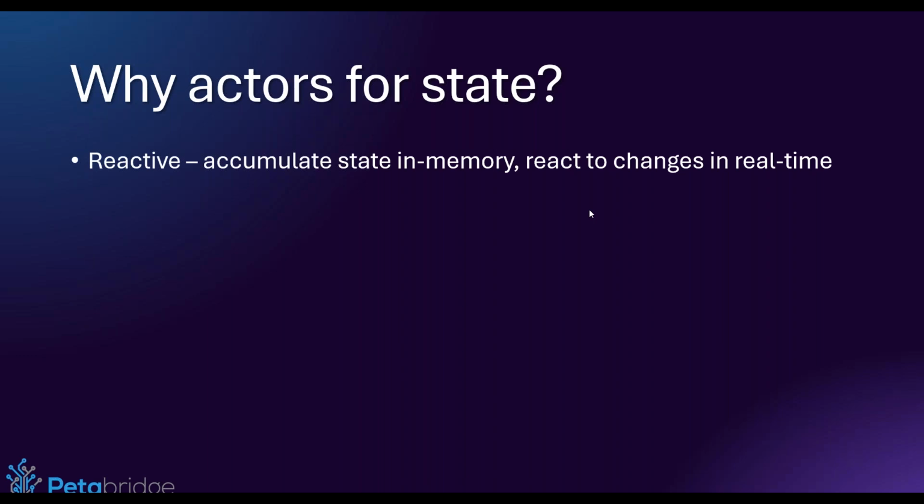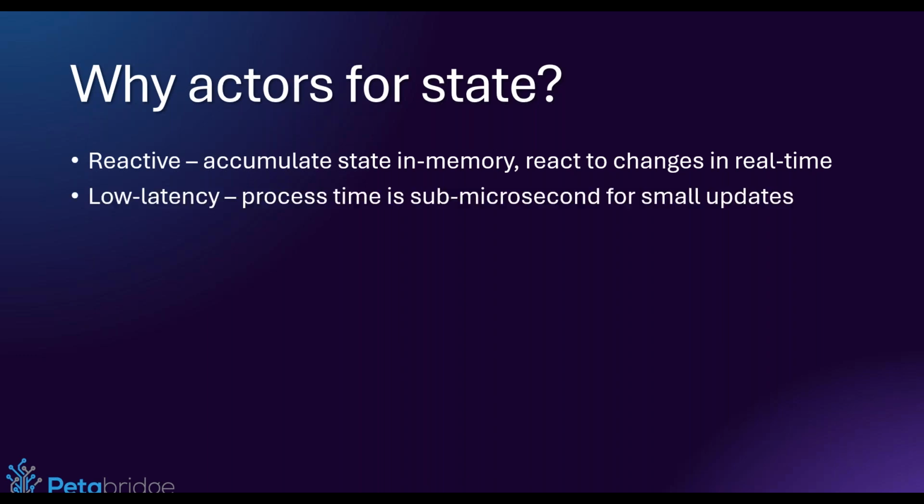Since most of the people attending joined here from the Petabridge mailing list, I assume many of these points are already clear to you, but just for the sake of being thorough, I'm going to go through them. Why do we want actors for state? The ability to accumulate state in memory and react to changes in real time is the primary driver of low latency in the system. The fact that we're not round tripping to the database every time someone wants to do something is very powerful and allows us to keep things snappy inside the system.